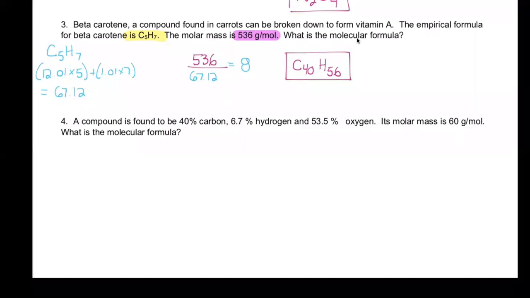In number 3, they did tell us the empirical formula, which means we just need to find its molar mass, which is 67.12, and then divide. When we divide, we get 8, which means we want to multiply the empirical formula subscripts by 8, making 5 times 8, 40, and 7 times 8, 56, giving us C40H56 as our molecular formula. One more attempted problem here. I'm going to have you pause the video again and try to do this one on your own as well.